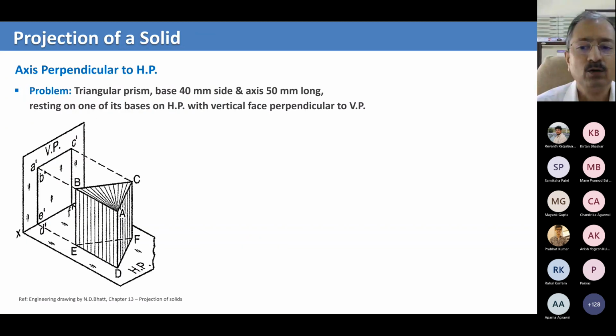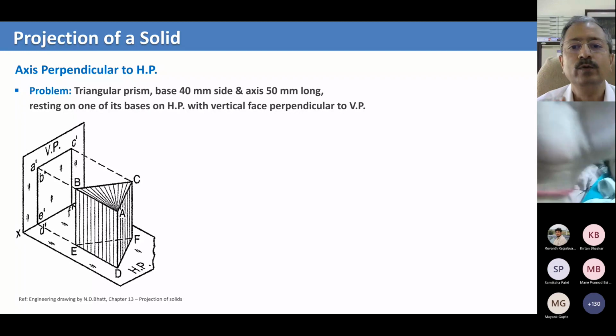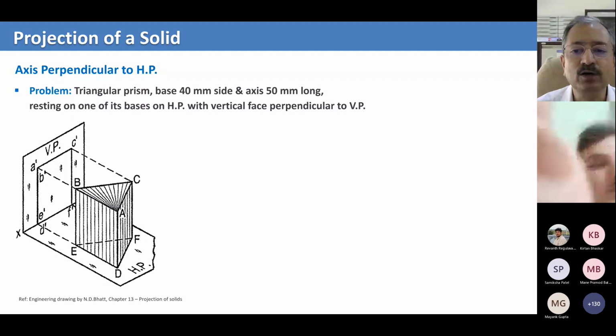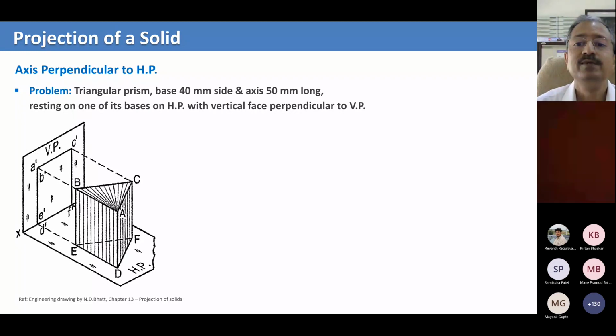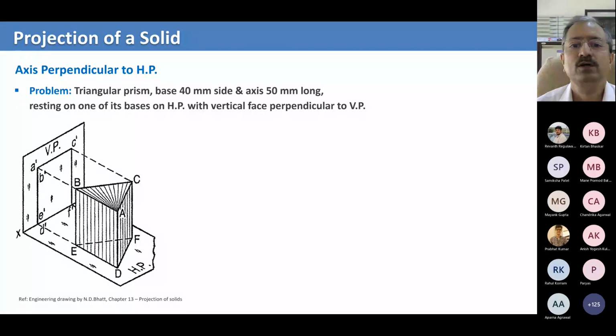I don't want to talk too much because you will get bored, so I'll keep the picture on the screen for some time. Just look at it and look at a solid as nothing but comprising points and lines and faces, right? We already have looked at projections of points and lines and faces. Just think about that. So the actual solid is A, B, C, D, E, F.